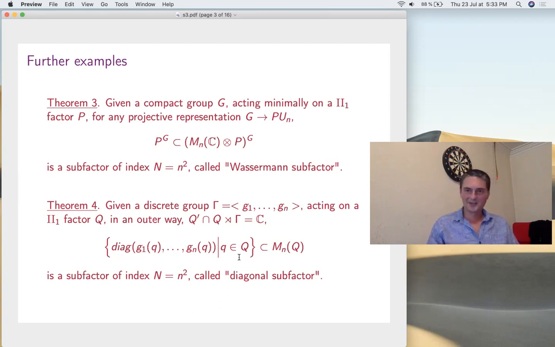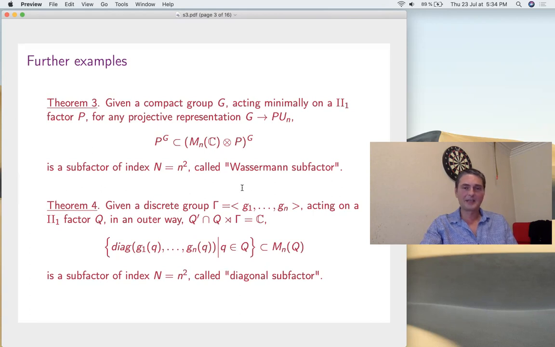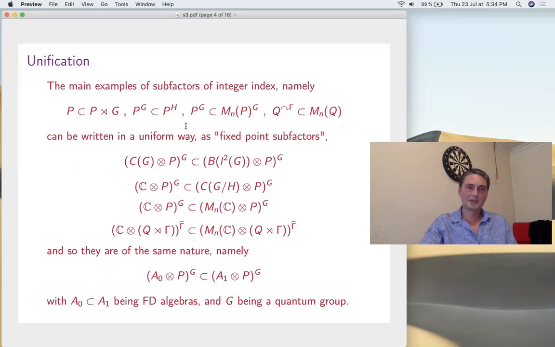Now, the claim is that all these things are of the same nature. I mean, you can basically see, if you look at this, that we have groups, of course, of all types, and then fixed points or cross products. But the cross products are also fixed points, or vice versa. So definitely this can be unified. And the best way of doing it is as follows. Here I wrote again the subfactors: depth 2, subgroup, Wassermann, and the diagonal. And we can write them using this form.